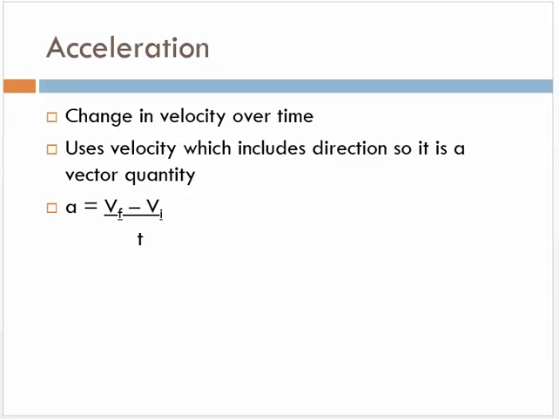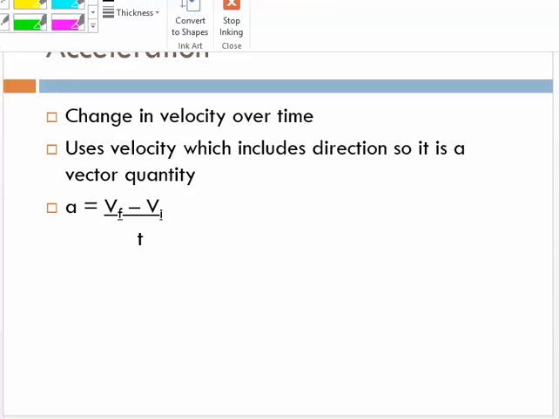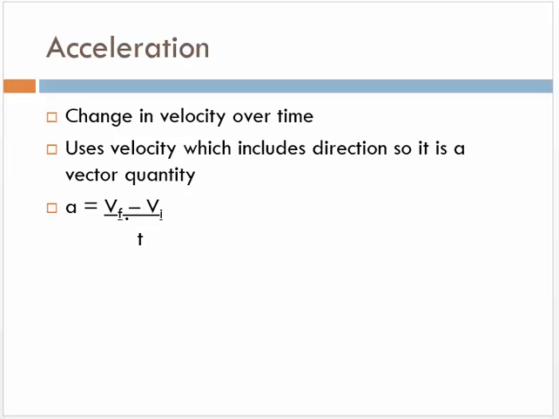Essentially, what that means is the change in velocity is going to be giving us then, as we've shown here, the change is the final minus the initial. That means change in velocity. There's some speed it's now going, there's a speed it was going, and you subtract them, that gives us the change in velocity. Acceleration uses velocity, which includes direction, so it is also a vector quantity.